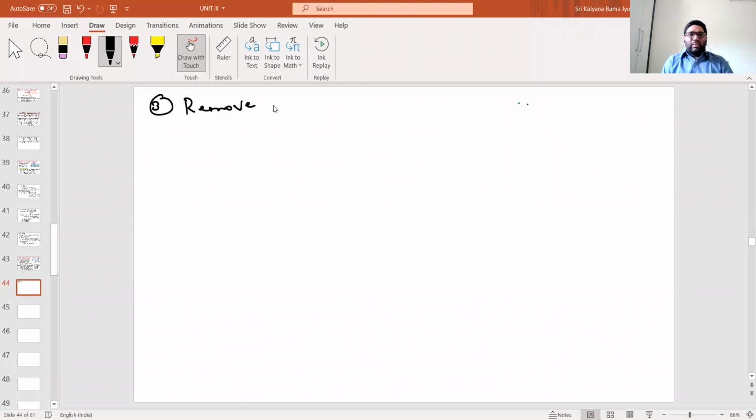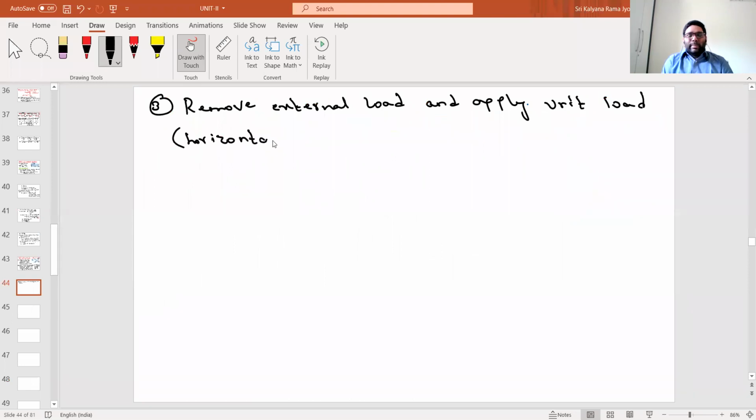Remove external load. Here also same. No external load should be there. Remove external load and apply unit load, that is horizontal, for delta CH and analyze using method of joints. Same process again.